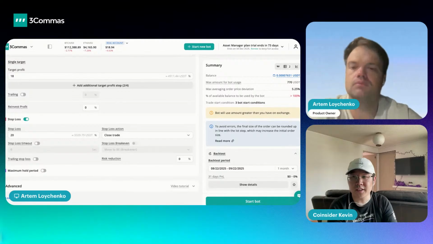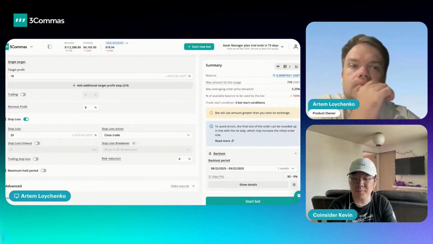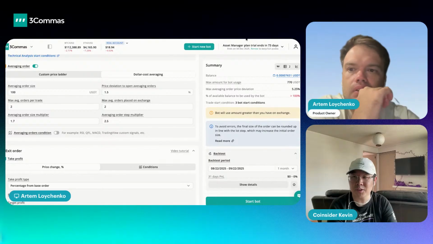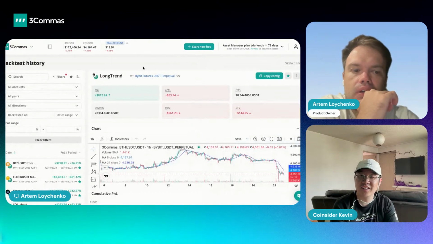It does seem like a good entry though. Yeah, it did catch the bottom so far of the move. Totally.